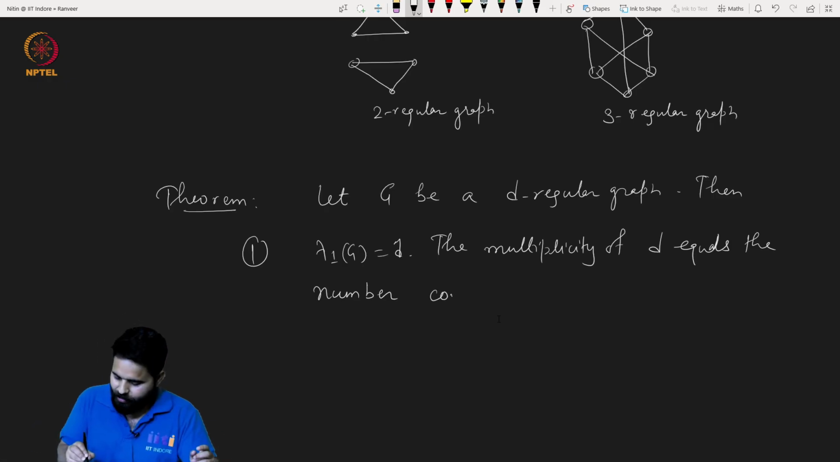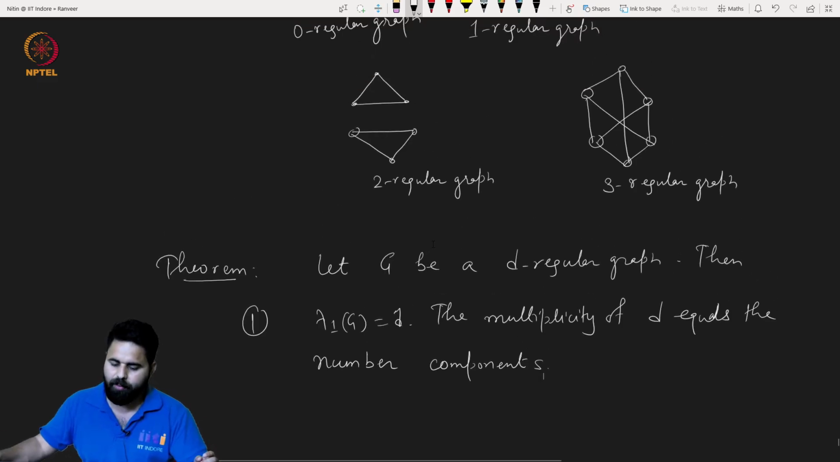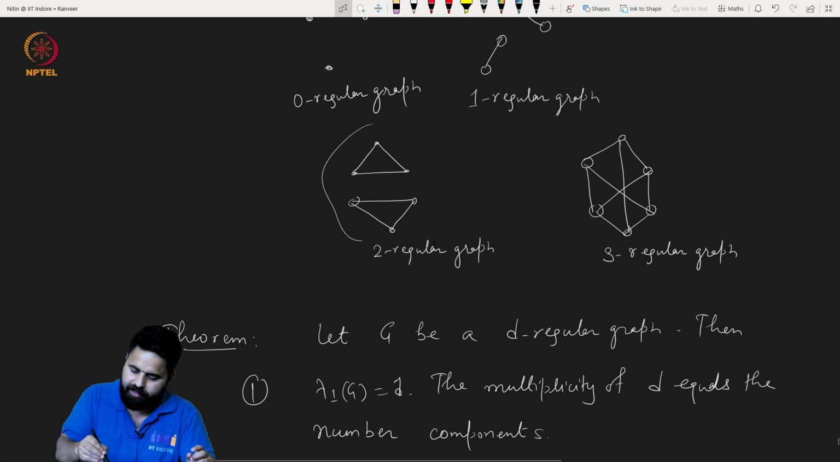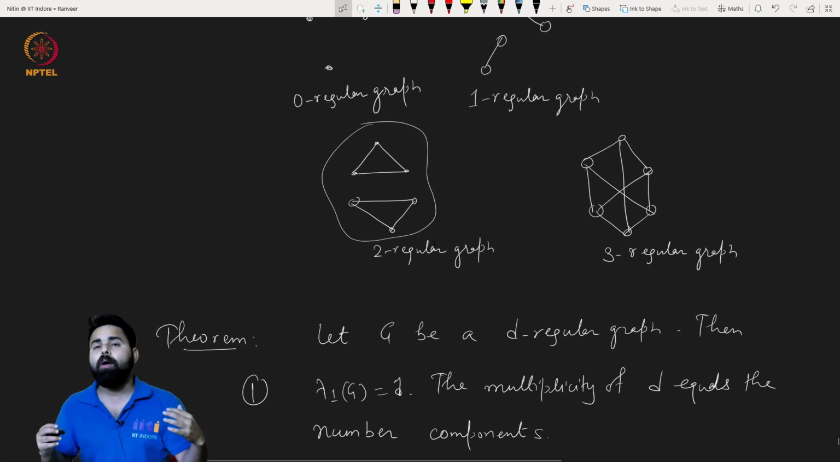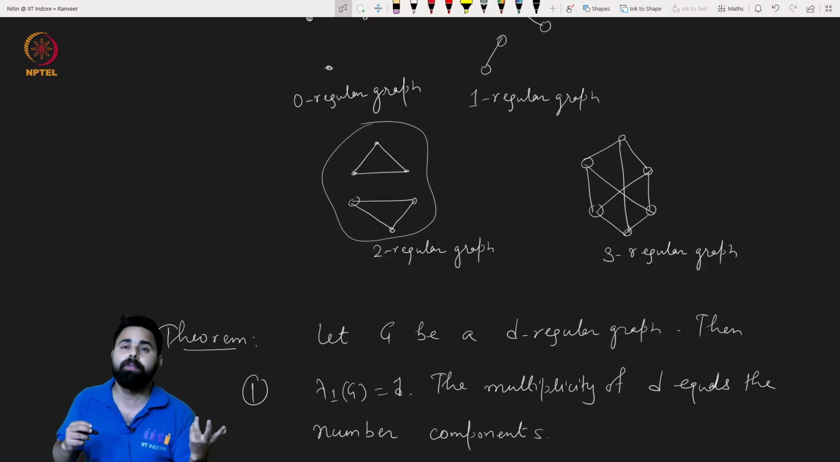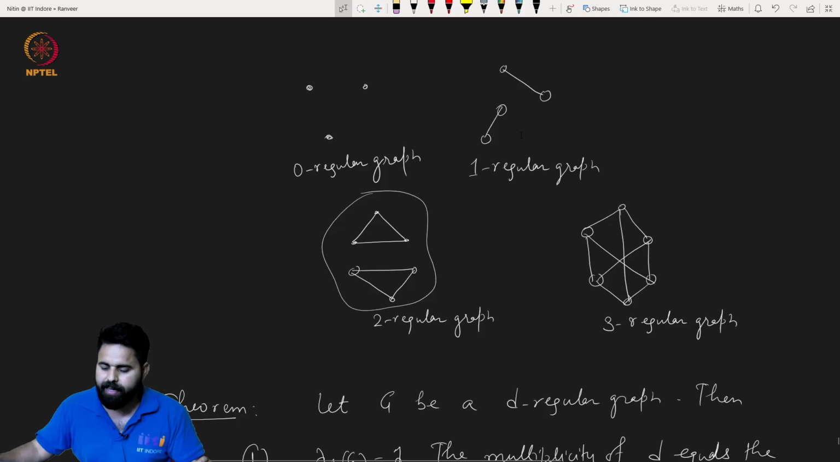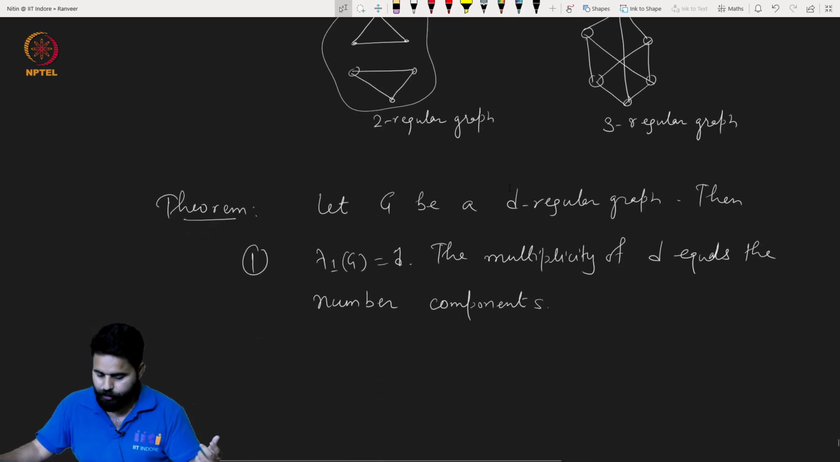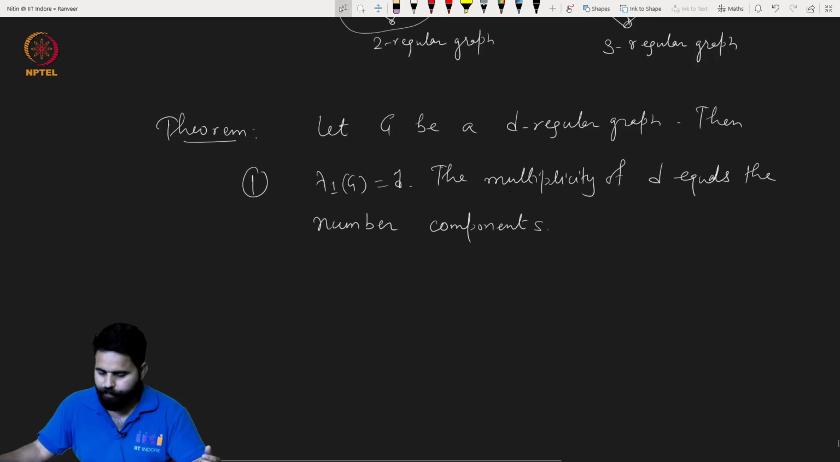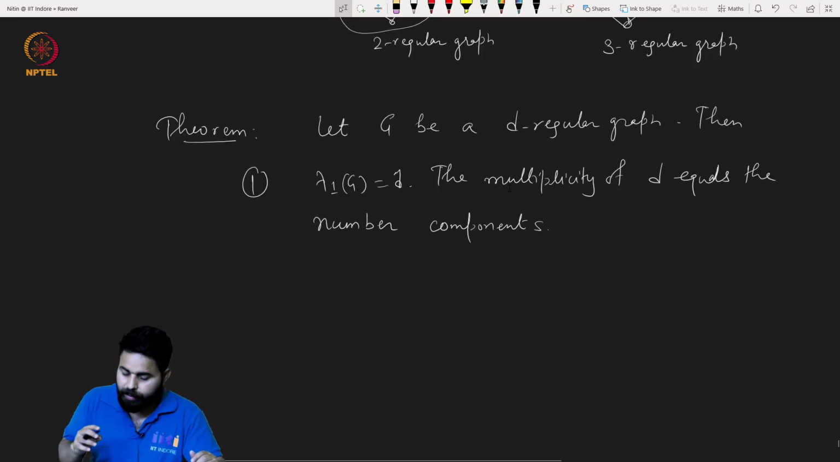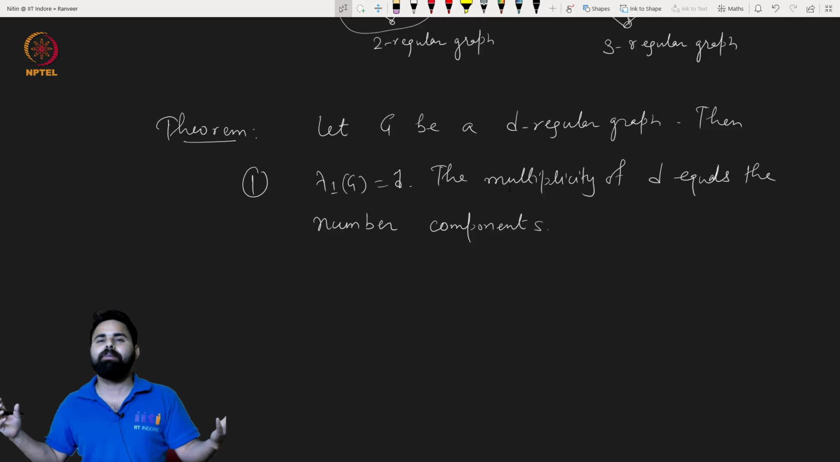For example, here, how many components are there? There are two components. So how many eigenvalues will be equal to 2 here? There will be two eigenvalues equal to 2. Similarly, how many eigenvalues equal to 1? It will be 2 again, because there are two components. But before that, we have to prove that the largest eigenvalue is equal to d.